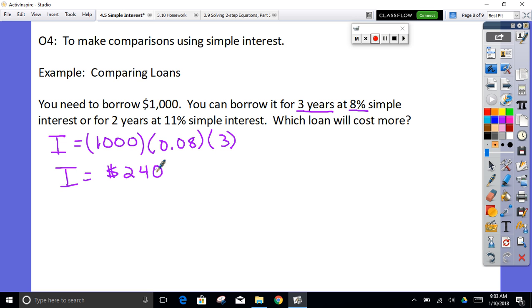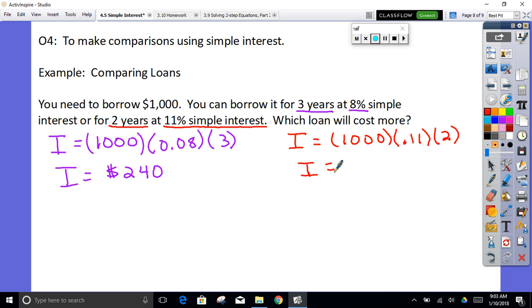Now, the next loan has a higher interest rate, so you might think, ooh, it's bad to have a higher interest rate, but it's less time. So let's see what happens with that loan. We still have the same principal amount. Now we have 11% interest for 2 years. When we multiply all of that, we get $220. So it looks like the first loan, the 3-year loan, actually cost more. So even though the rate was lower for the 3-year loan, it ended up costing more because it had a longer amount of time connected to it.